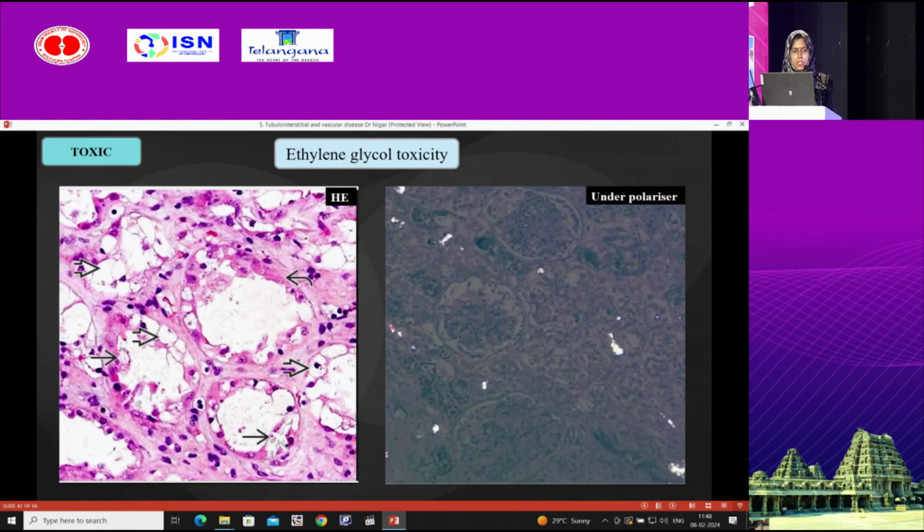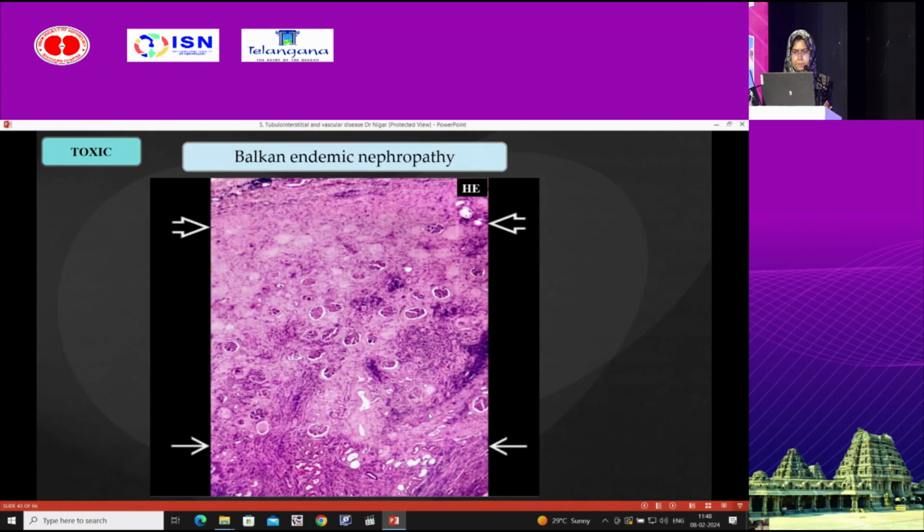Ethylene glycol is an industrial compound which on oral ingestion causes toxicity. It's a suicidal agent. There is coarse cytoplasmic vacuolation in the proximal tubular epithelial cells, and there are occasional oxalate crystals within the cytoplasm which are highlighted under the polarizer.